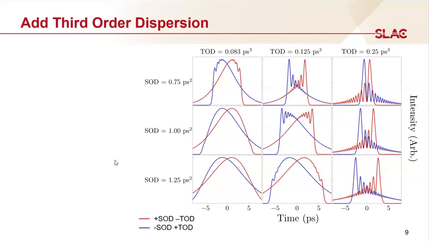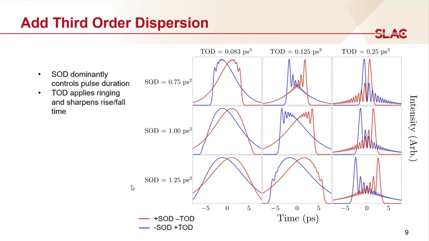These are the input pulses for non-collinear SFG that I was just showing, with varying amounts of second order and third order dispersion. The blue pulses have negative SOD and positive TOD, and the red pulses have positive SOD and negative TOD.